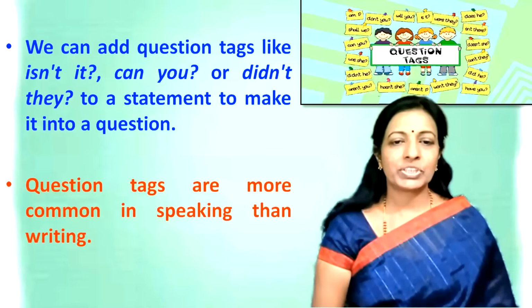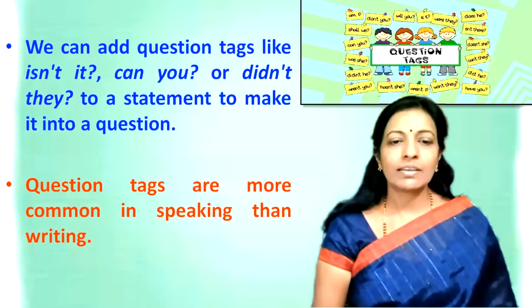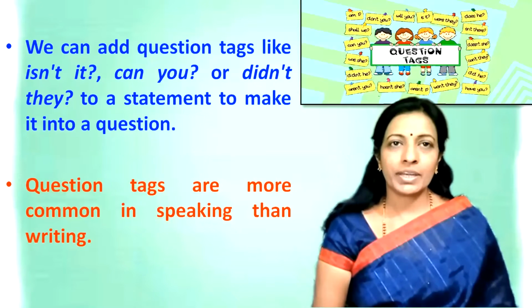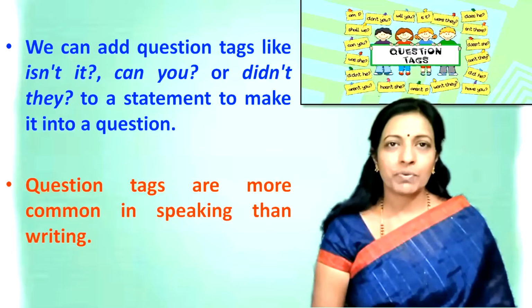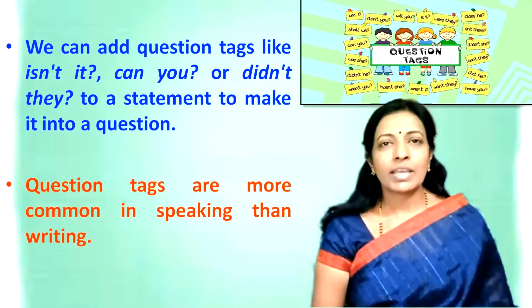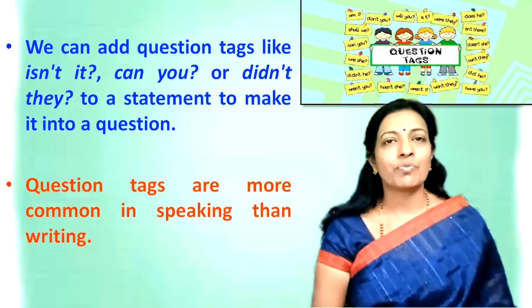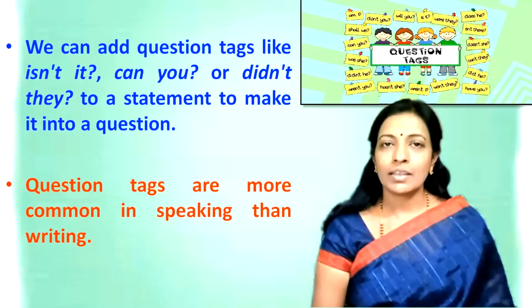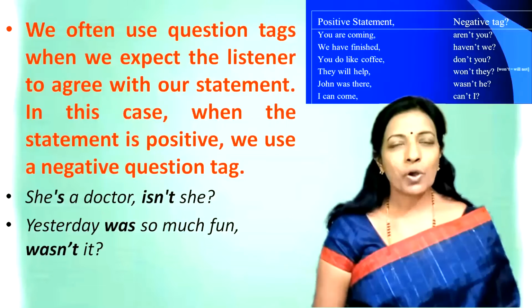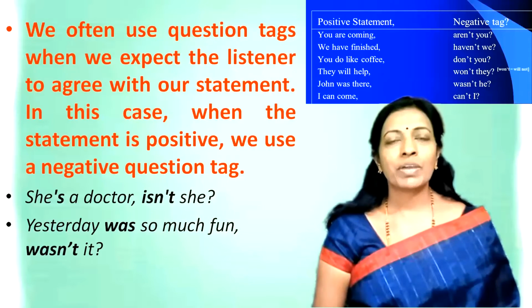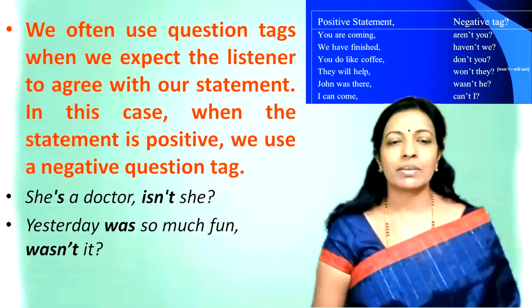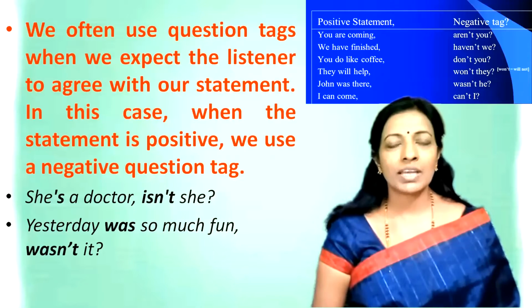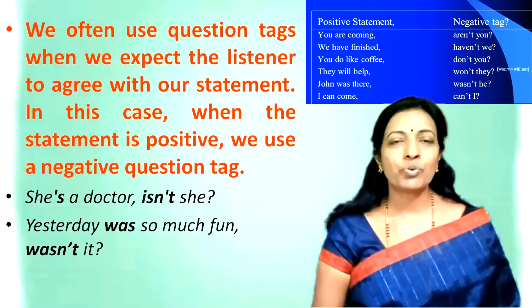We can add question tags such as isn't it, can you, or didn't they to a statement in order to make it into a question. Question tags are more commonly used while speaking rather than in writing. We often use question tags when we expect that the listener will also agree with our statement. In such cases, when the statement is positive, it is usually followed by a negative question tag.